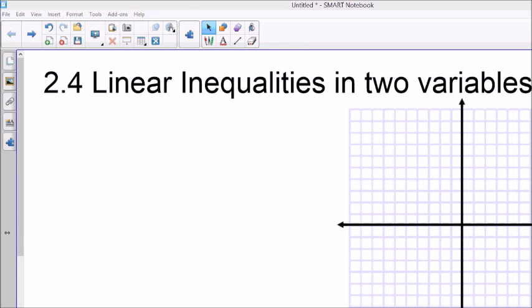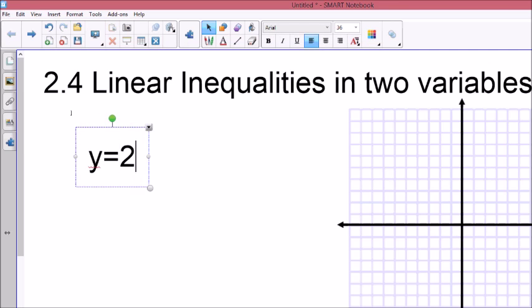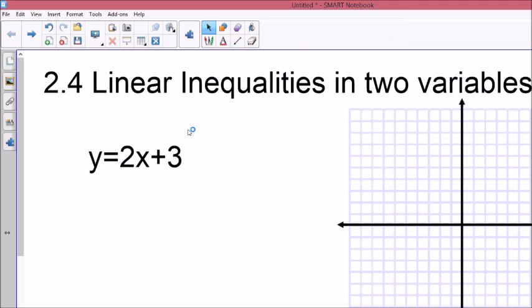Alright, this video is going to cover section 2.4 from your textbook over linear inequalities in two variables. What we've been doing with linear equations so far is, well, we've done several things with them. But for one thing, if we want to draw a graph of an equation of a line, we should know how to do that at this point.